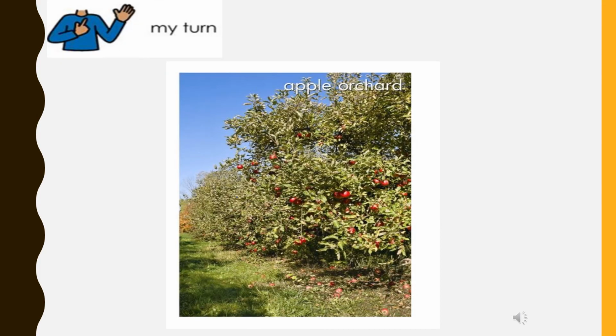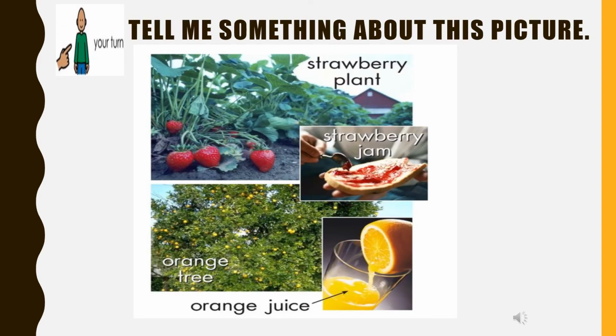My turn. This is a picture of an apple orchard. An apple orchard is a piece of land planted with just apples. So that's why I see a lot of apples growing out of the tree. Tell me something about this picture. It's your turn.